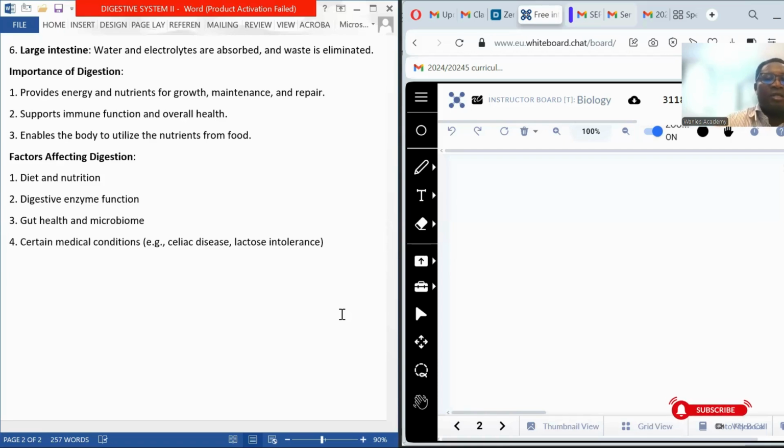Certain medications or certain medical diseases also affect the process of what? Digestion. If one has celiac disease or lactose intolerance. Lactose intolerance is a result of milk sugar, which some people are allergic to. All these are factors that affect digestion. Digestion as a whole is a process where living organisms break down food substances into smaller particles that can be absorbed into the blood system for various processes in the body.